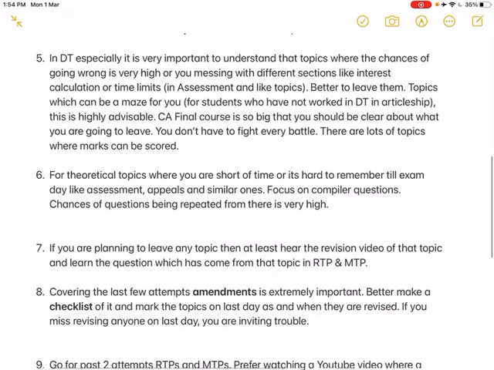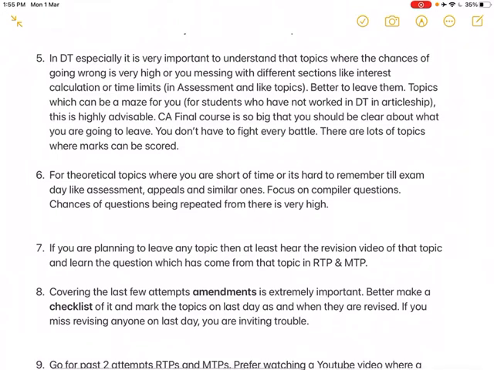The fifth one is in DT especially, it is very important to understand that topics where the chances of going wrong is very high, or you messing the section with another section like interest calculation or time limits in assessment and like topics, better to leave them. Topics which can be a maze for you, bhul bhulaiya type topics.